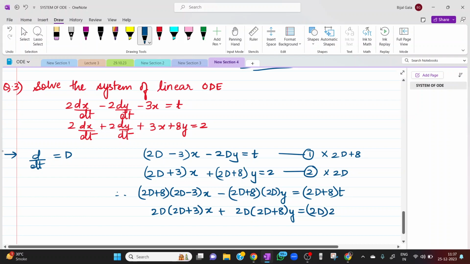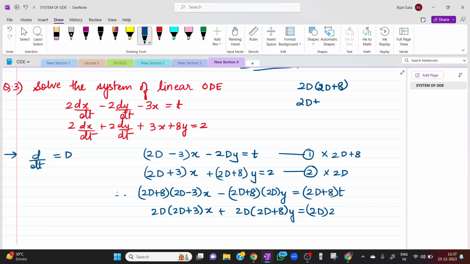Okay, now one thing let's understand here: the order of the operators is not important. Like, you're having 2D applied to 2D plus 8, and you also have 2D plus 8 applied to 2D. The order is not important. The answer will be exactly the same in both cases. You can check it by taking any example of a function. Okay, this will give you exactly the same answer. If you want, you can try it here.